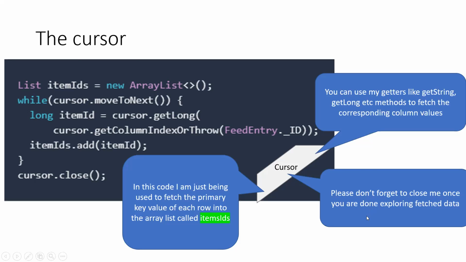Let's have a look at what the cursor says. It says that you can use my getters like get string, get long, etc. to fetch the corresponding column values. Here we have used only get long, but there may be certain columns in the table which are of a string type or some other data type, so there are corresponding getters available in the cursor. Now in this code, it's being used to fetch the primary key values of each row into the array list called item IDs. It is requesting that please don't forget to close me once you are done exploring the fetched data. That's the reason cursor.close is mentioned over here.